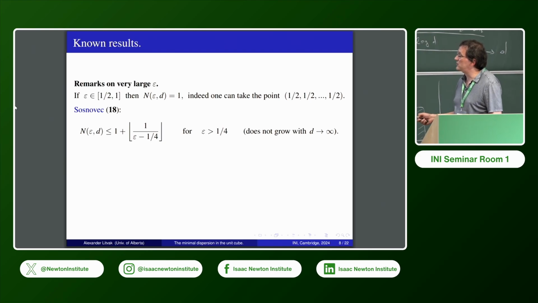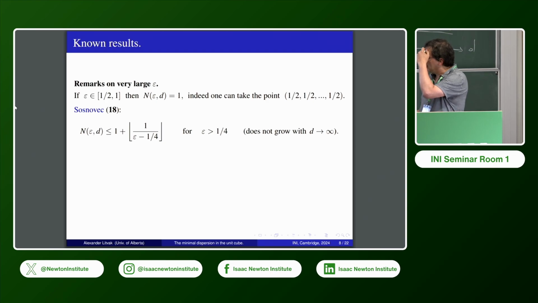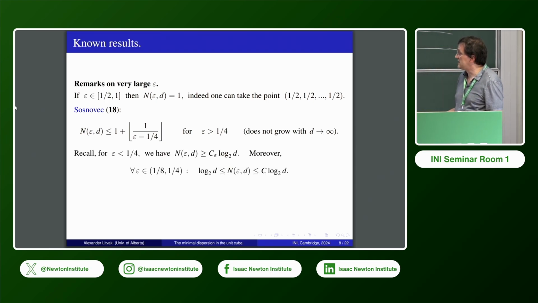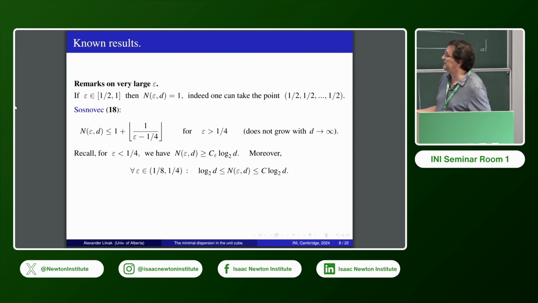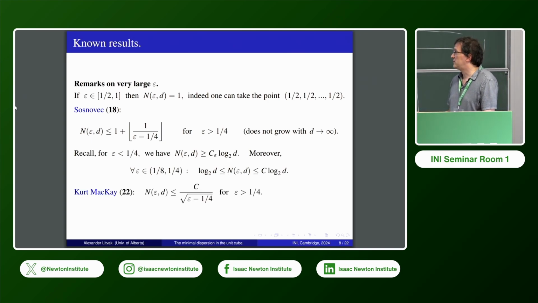Well, Sosnovets in the same paper proved such a result. What is interesting for me, at least here, is that it doesn't depend on d. So the upper bound, if epsilon is larger than quarter, doesn't grow with d. It is bounded by some function of epsilon. So just combining with previous results that I mentioned, if epsilon is, say, between quarter and 8, we have just a logarithmic in d estimate.